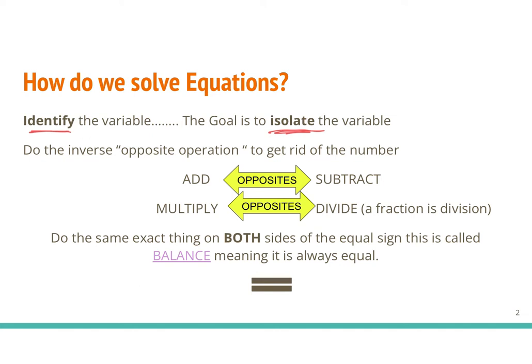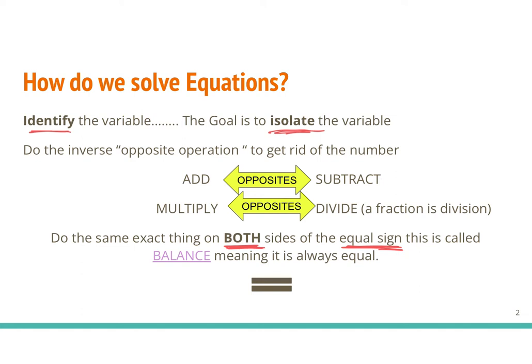Now, if we're multiplying something, the opposite would be to divide. And if we are dividing something, remember, a fraction is division, then that means we have to multiply. Another key important part is to do the same exact thing on both sides of the equal sign. This is called balance, meaning that it is always equal.